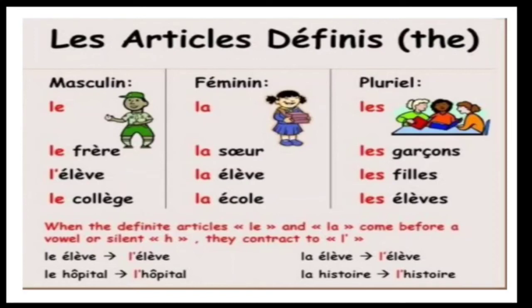When the definite article le and la come before a vowel or silent H, they contract to l'. See the example, l'élève. It's masculine singular only, but the noun begins with a vowel, so you have to put l'. And next, hôpital. L'hôpital, it's a hospital. And H is a mute letter, so you have to put l'. And la histoire. Histoire is a story. Here it starts with a mute H, so you have to put l'. So this is all about the definite article.